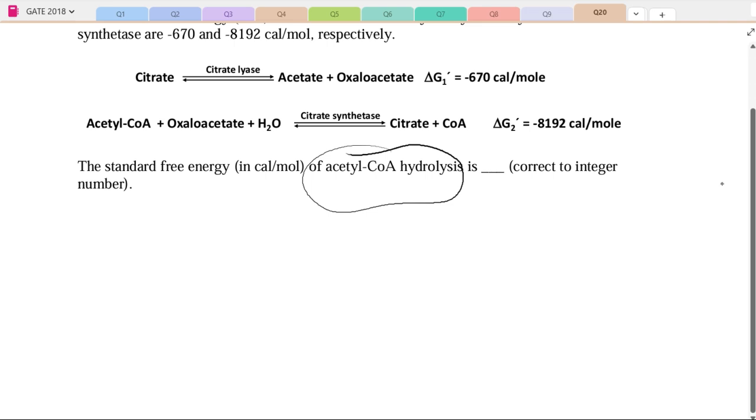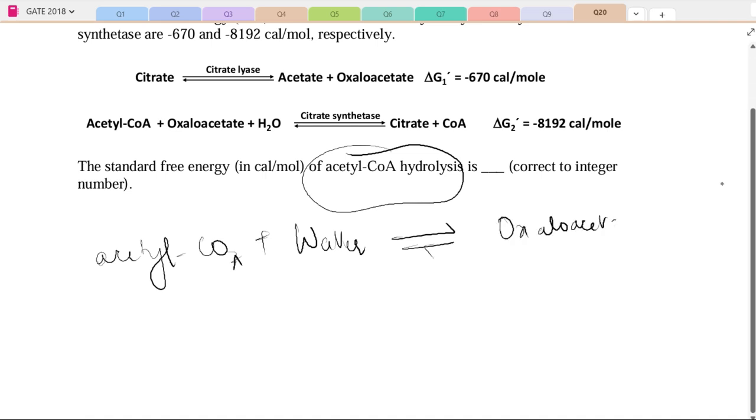So first of all you need to know the reaction that you should expect. Acetyl-CoA hydrolysis would be acetyl-CoA plus water, H2O, giving, sorry, acetate plus CoA. This is the overall reaction. So acetyl-CoA plus water gives acetate plus CoA.